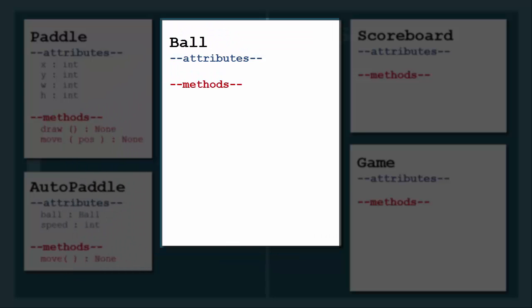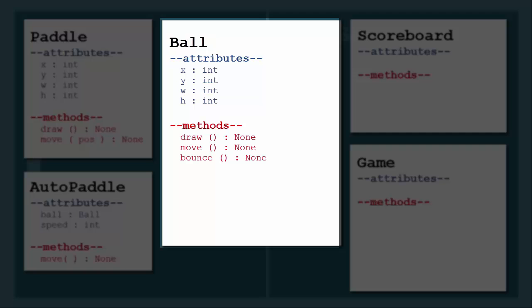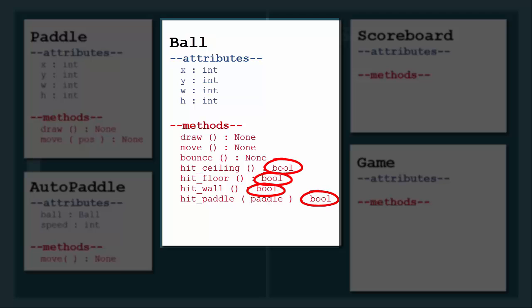Let's now consider the ball. It also has a height and width and an XY position on the screen. The ball also has to move and draw itself, so we'll add methods for those. A few other things a ball can do that we want to track. It can bounce either off a wall or off a paddle, so let's have a bounce method. We also want to track when the ball hits the ceiling, floor, or a wall, and when it hits a paddle. We could do this in a number of different ways. We'll do it here by adding hit ceiling, hit floor, hit wall, and hit paddle methods to the ball class. These methods will return booleans, true if there's a hit and false if there's not.